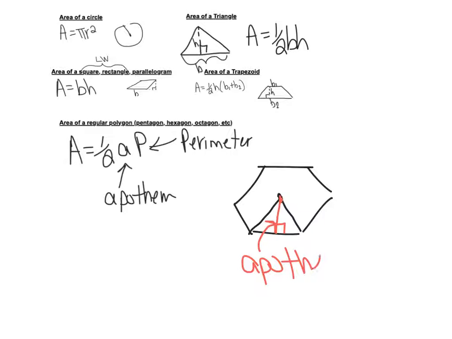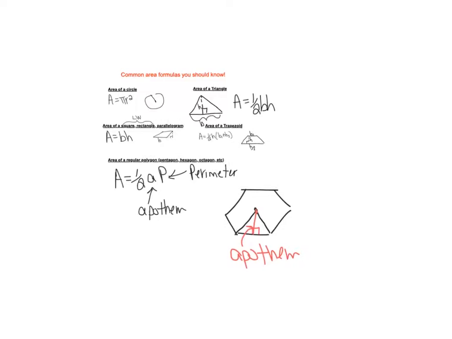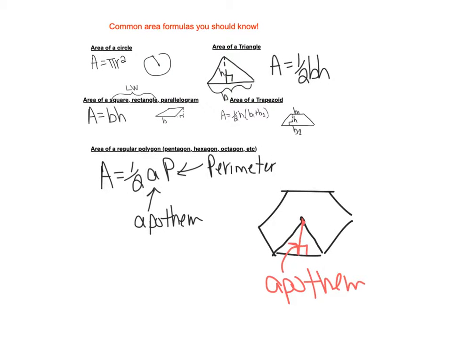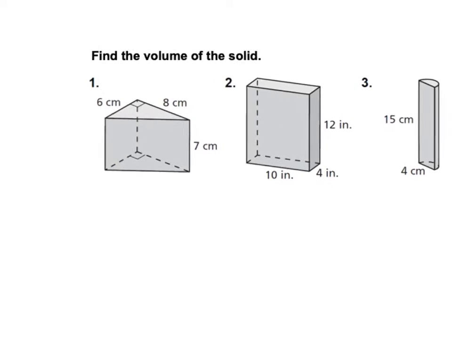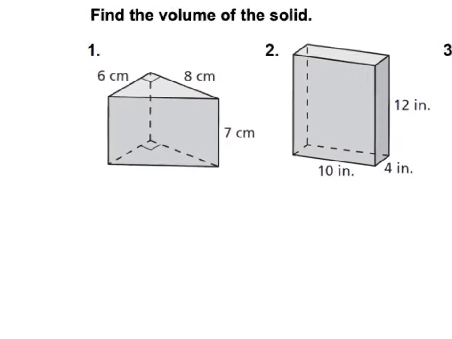And a couple things: the apothem bisects that central angle, and it also splits the side of the polygon in half. Okay, so again, these are good to have written down somewhere in case you can't remember them. You can refer back. Okay, so we just have a few on this next slide that we're going to do.